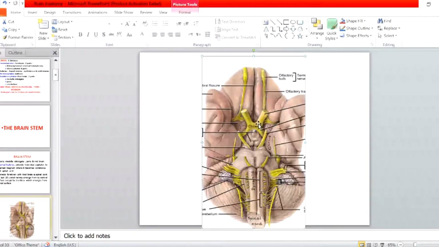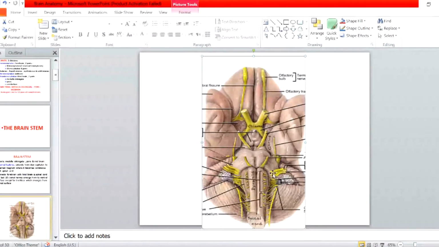Now the brain on each side gives rise to 12 pairs of cranial nerves. These are given Latin numbers. First, this is the olfactory nerve. Then you have the second, this is the optic nerve. You have the third, this is the oculomotor nerve. This is the fourth, the trochlear nerve. This is the fifth, called the trigeminal nerve. Here you have the sixth, which is the abducens nerve.